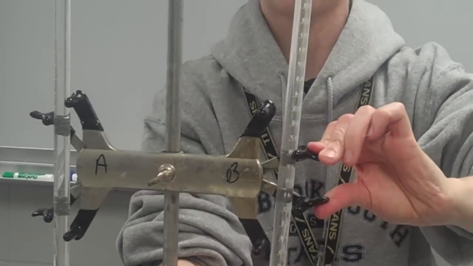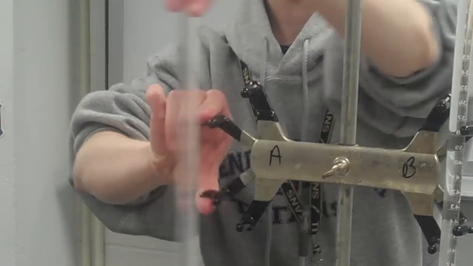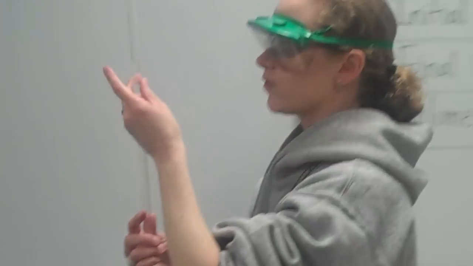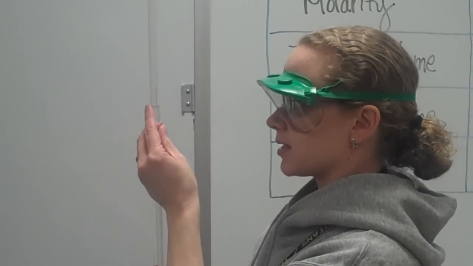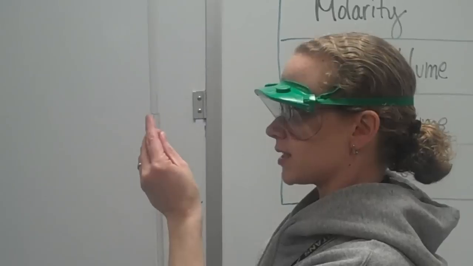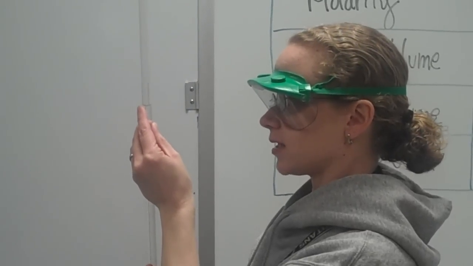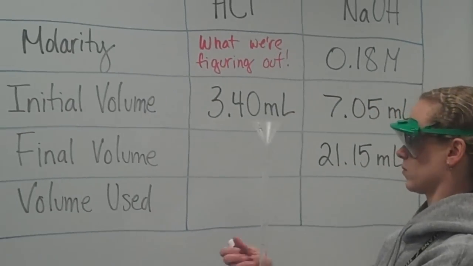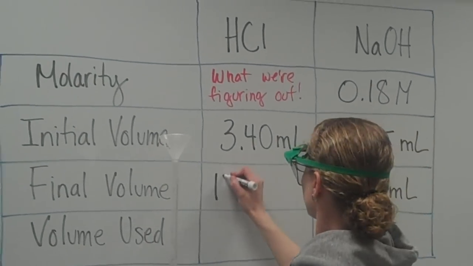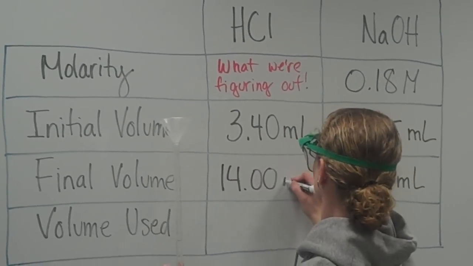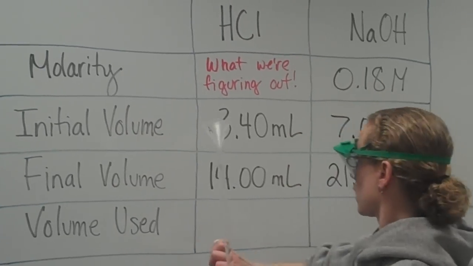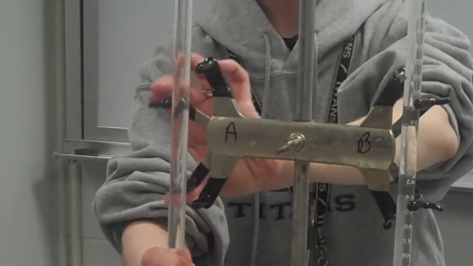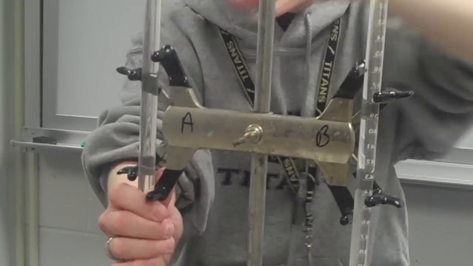I need to record the same data for my acid. Hold it at eye level, see where the meniscus is. This one's sitting right on the 14 line. So I'll say 14.00 for my acid. Place it back in the clamp carefully.